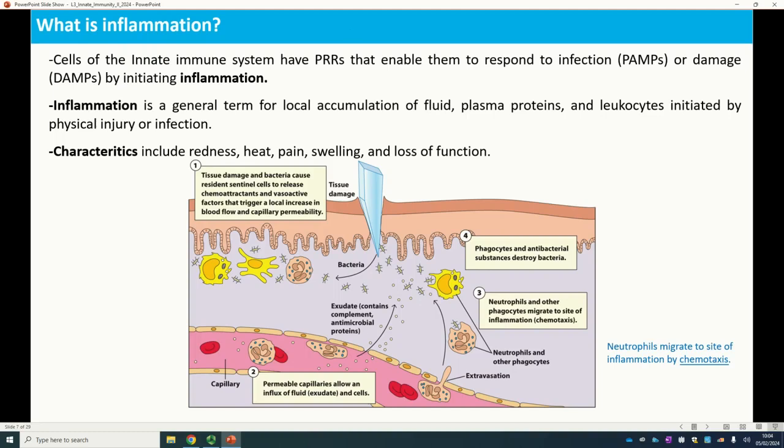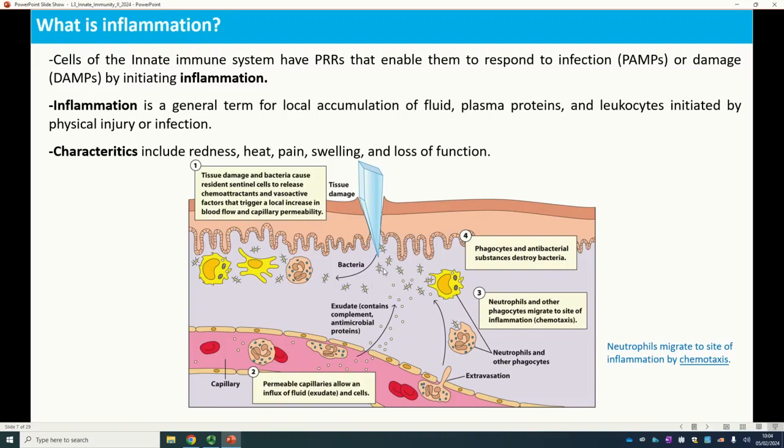So inflammation is classed as a localized accumulation of fluid, plasma proteins, but also leukocytes, so the white blood cells. And this is initiated by physical injury or the presence of pathogen. And it gives you these characteristic traits, which are redness, swelling, heat, pain, but also loss of function. And so you can see that on this diagram here.